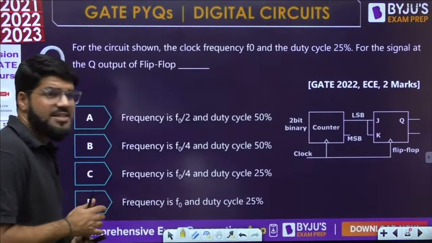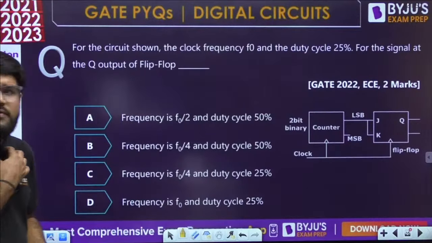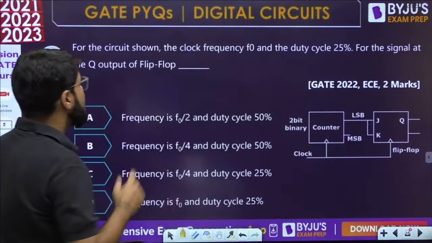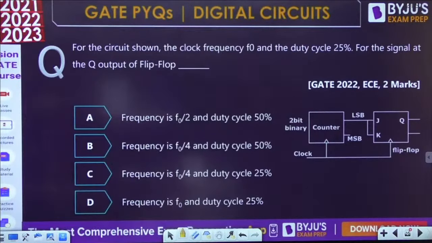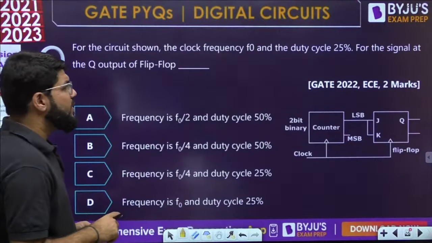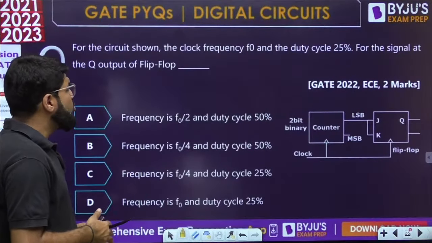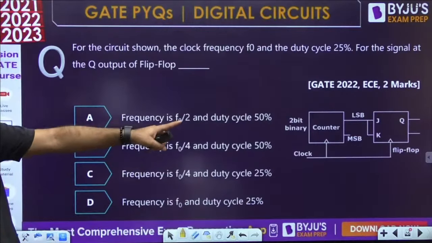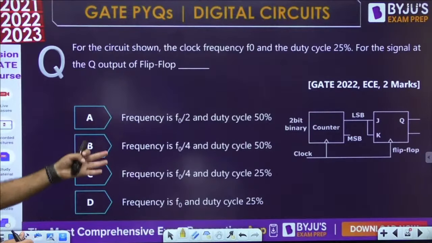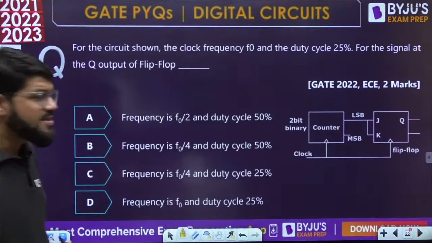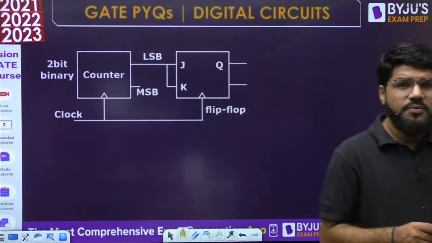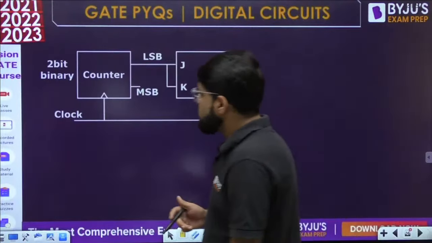A question on frequency and the duty cycle. For the circuit shown, the clock frequency is F0. Duty cycle is 25%. For the signal at the Q output of the flip-flop, what is the frequency and what is the duty cycle? Let us analyze this.